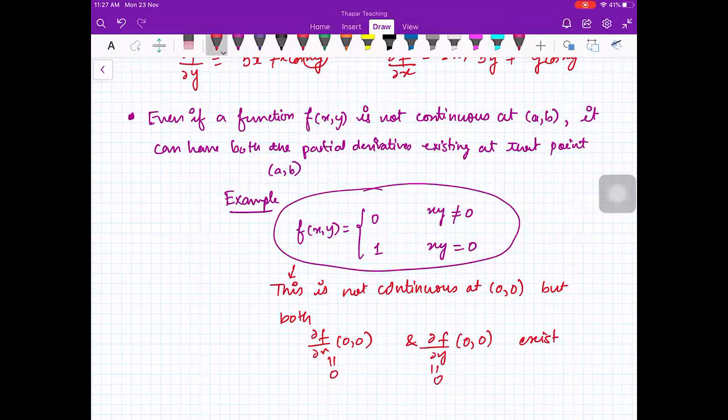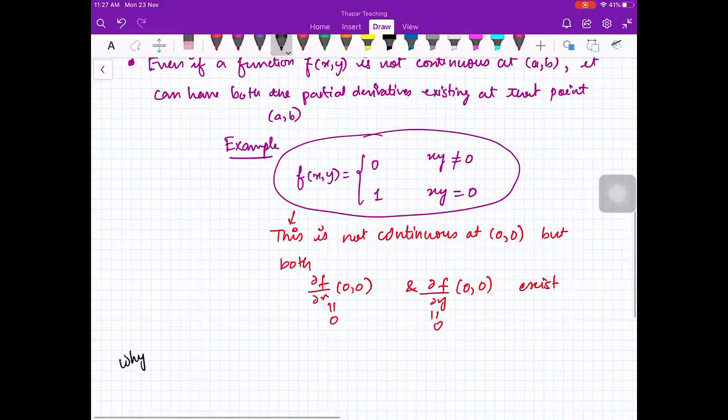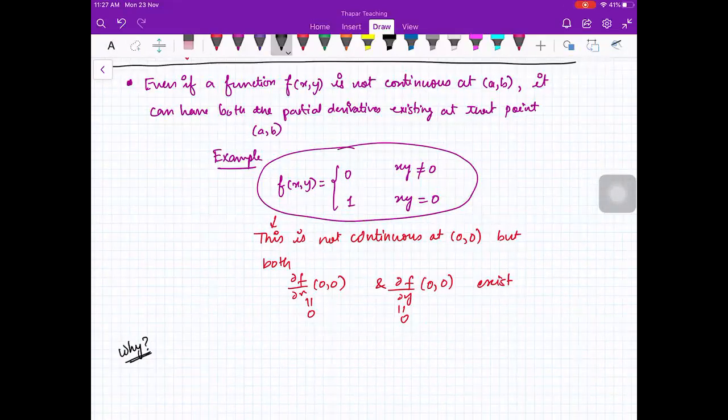Can you think of why this happens? Why is continuity not required for the existence of partial derivatives? Not a proof, just intuitive thinking. Can you think? Anybody? Why is continuity not required for the existence of partial derivatives? Am I audible?